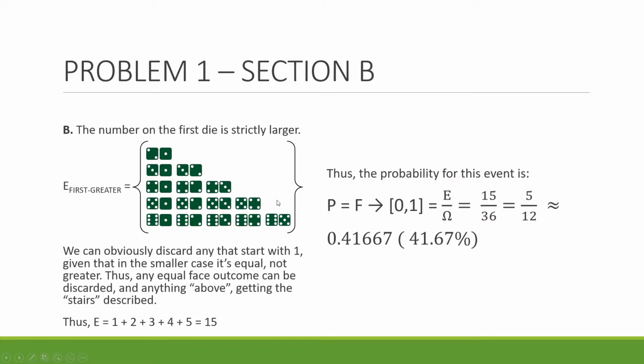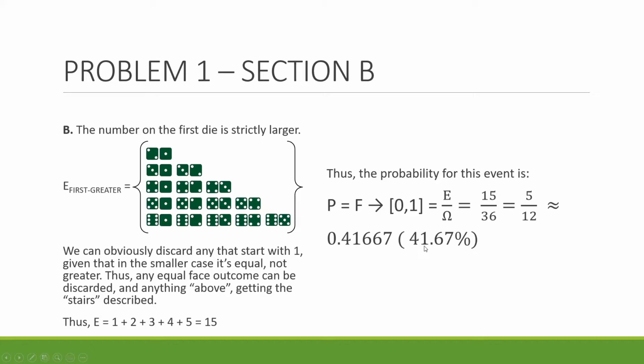So from here we can see that we get a staircase again. One outcome for 2, 2 outcomes for 3, 3 outcomes for 4, and so on. So that gives us a total of 1 plus 2 plus 3 plus 4 plus 5, that's 15. And the probability would be, again, having the collection over the sample space, that is 15 over 36. Simplifying, this is 5 over 12, which is 0.41667 or 41.67%.